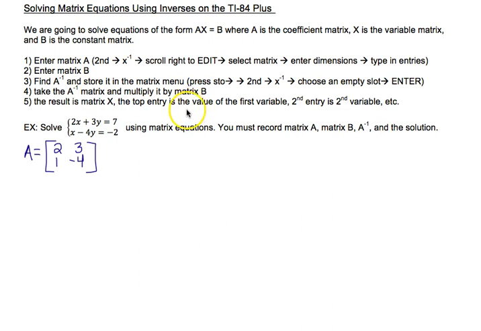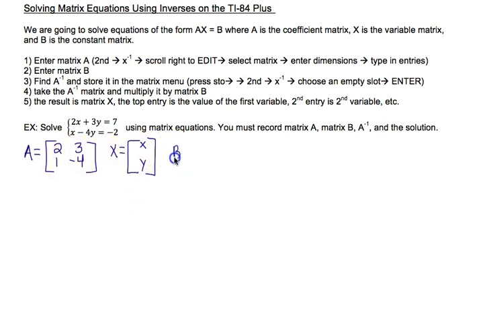Matrix X, which you're not required to record, but I'm going to show it to you here, would just be the variables, and whichever one went first goes on top, so that'd be X, Y. Now, this happens to be a 2x2 system. You can solve 3x3 systems this way as well. That would just mean that your matrix A would have 3 rows and 3 columns, and your matrix X would have X, Y, and Z. So this is my variable matrix.